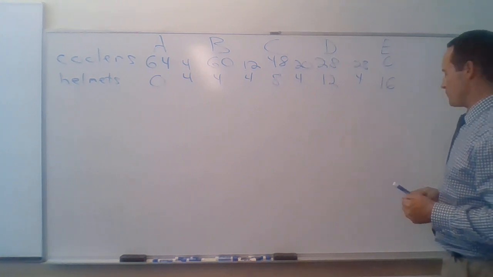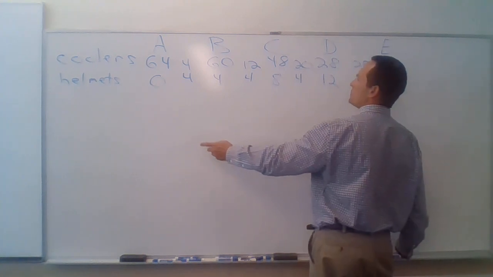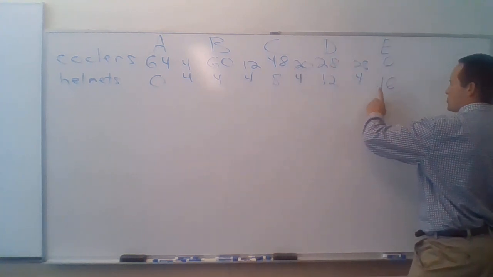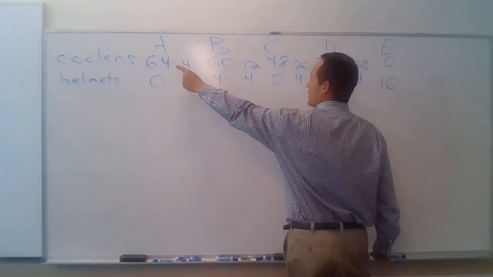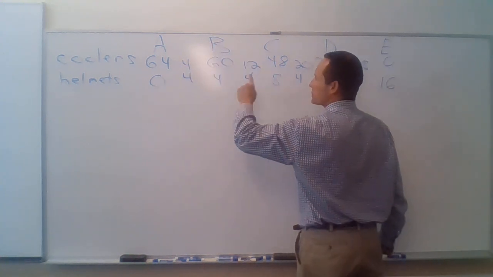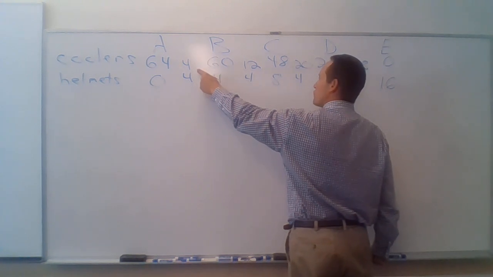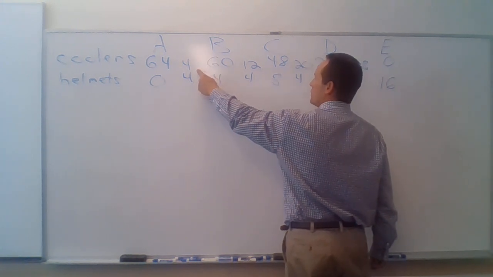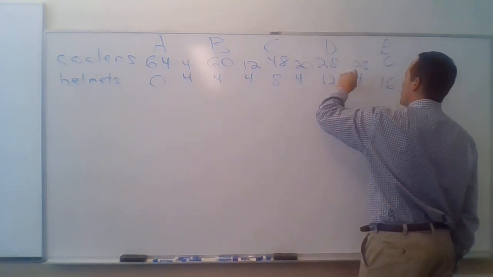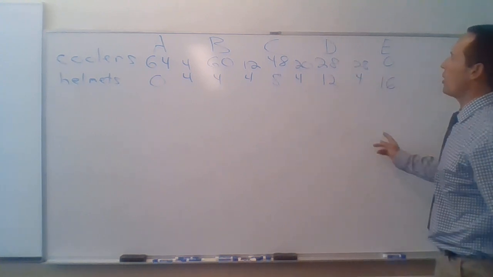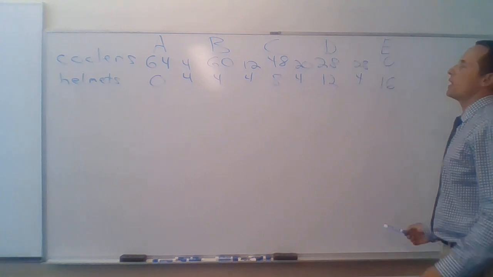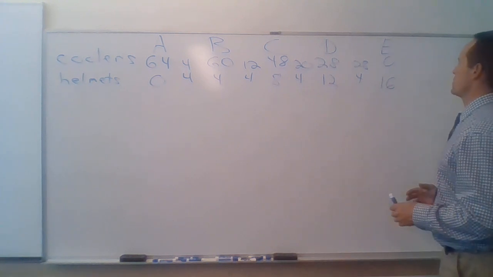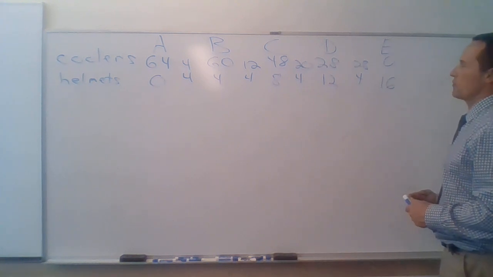Looking at these numbers, the difference in helmets going across is always a difference of 4. The difference of coolers starting from A to B is a difference of 4 only in the beginning, in the first interval. But then it becomes 12, 20, and 28. So if we look at all the numbers in between, we ask ourselves, what number do we see the most? And the number we see the most is the number 4.